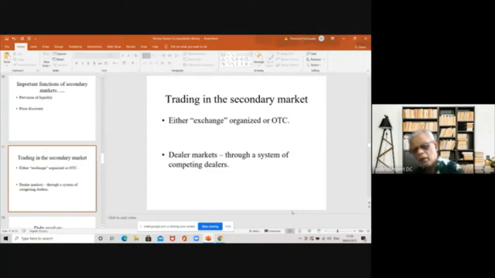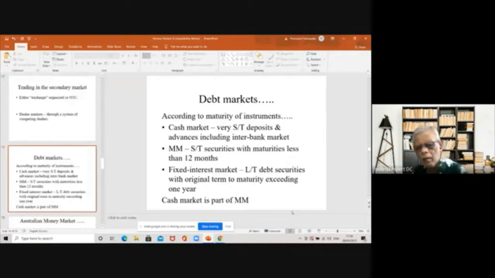If there was an organized exchange for treasury bills and treasury bonds, it would have been much more advantageous for marketing of the particular product or the security, as well as price discovery and liquidity provision. Dealer markets through a system of competing dealers. Now treasury bills, treasury bonds are organized through a primary dealer market to distribute through a set of competing dealers. Now, as we indicated, stock exchange deals with the equity markets and the money market deals with the debt markets.